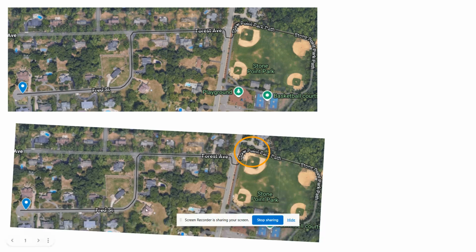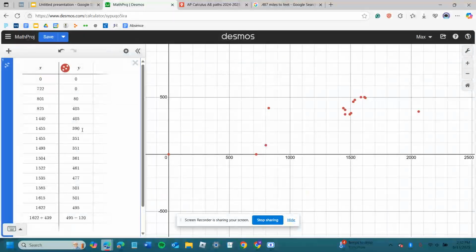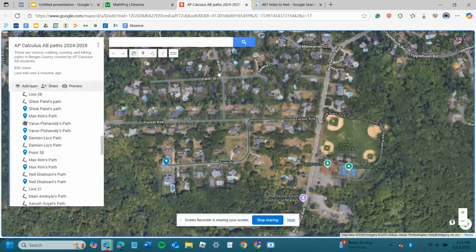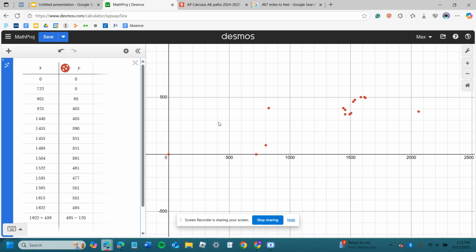After I did that, I went into Desmos, as you can see here, and I plotted a series of points that corresponds to the measuring tool. As you can see here, the segment is around 800 feet, and that corresponds to these coordinate points. All of these are in units of feet.